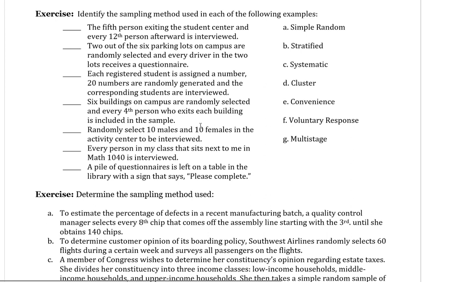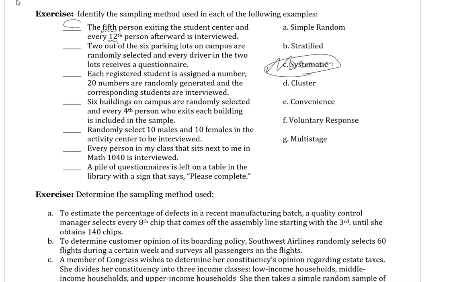First, an example that has a lot of different situations, and we're going to identify which of the different methods there are. Each of these methods is only going to be used once, so once we use it, we're going to cross it off. Okay, some of these are going to be pretty easy to identify, some not so much. First, the 5th person exiting the student center and every 12th person afterward is interviewed. All right, well that one isn't too bad. It's giving a starting point and how often you select individuals. Those are the hallmarks of systematic sampling. So this is C.